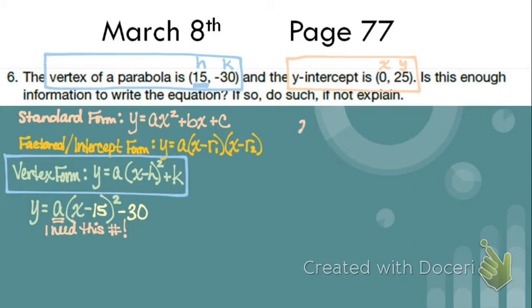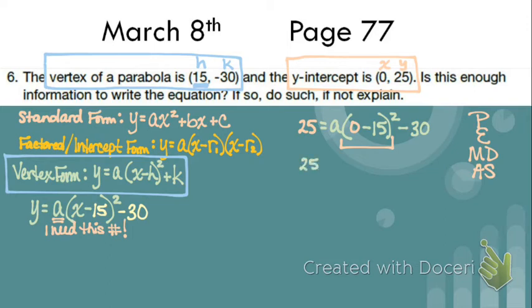So I have 25 is equal to A times 0 minus 15 squared minus 30. I have to pay really close attention to order of operations here. In parentheses, X minus 15. So first we do the parentheses. What can I do inside these parentheses? Subtract 0 minus 15, then negative 15. Very good. 0 minus 15 gives me negative 15.